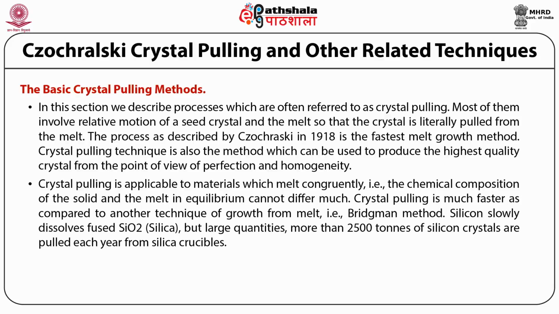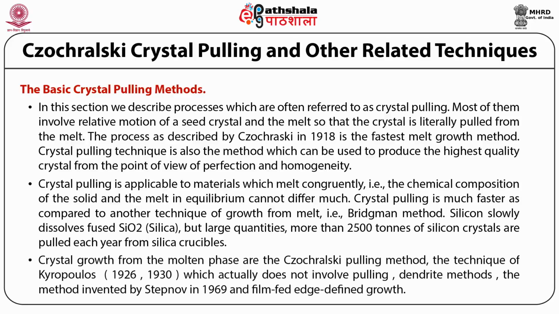Silicon slowly dissolves fused SiO2, but large quantities, more than 2,500 tons of silicon crystals, are pulled each year from silica crucibles. Crystal growth methods from the molten phase are the Czochralski pulling method, the technique of Kyropoulos, 1926-1930, which actually does not involve pulling, dendrite methods, the method invented by Stepanov in 1969, and film-fed edge-defined growth.